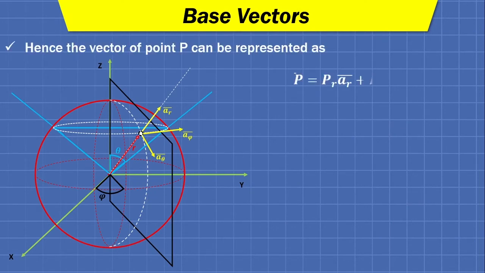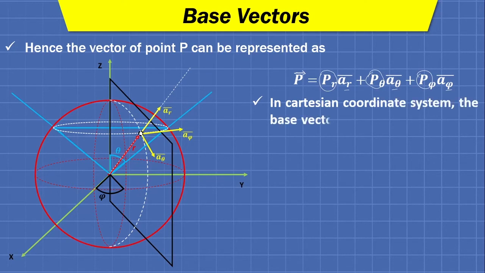Hence the vector of point P can be represented as P bar equals P r A r bar plus P theta A theta bar plus P phi A phi bar. Here A r bar, A theta bar and A phi bar are unit vector or base vector of this spherical system, which only represents the direction of r, theta and phi respectively, while P r, P theta and P phi are the coordinates of point P.